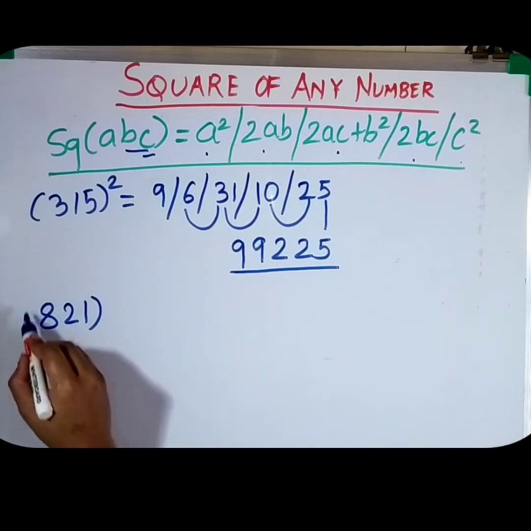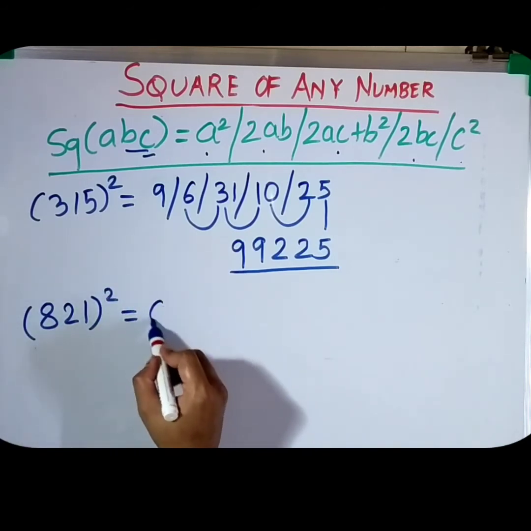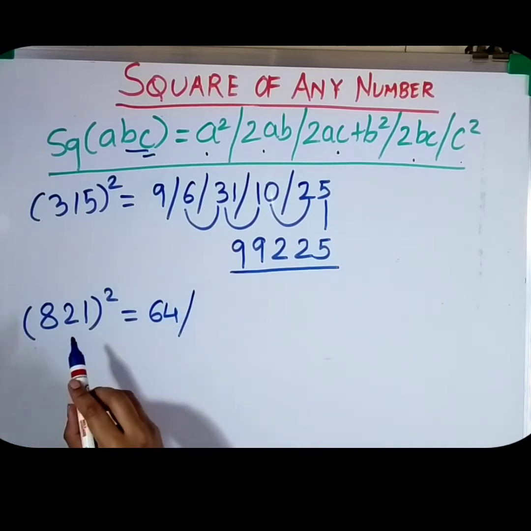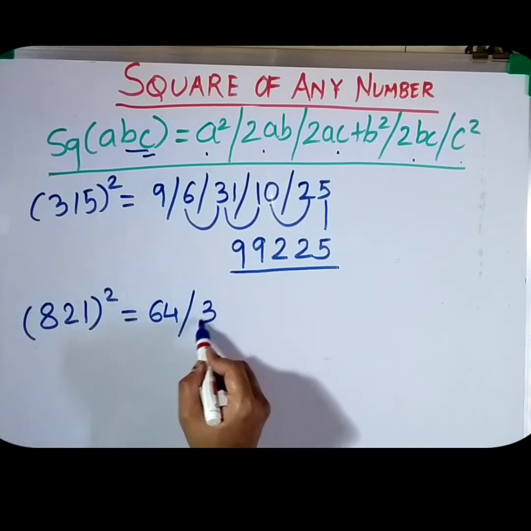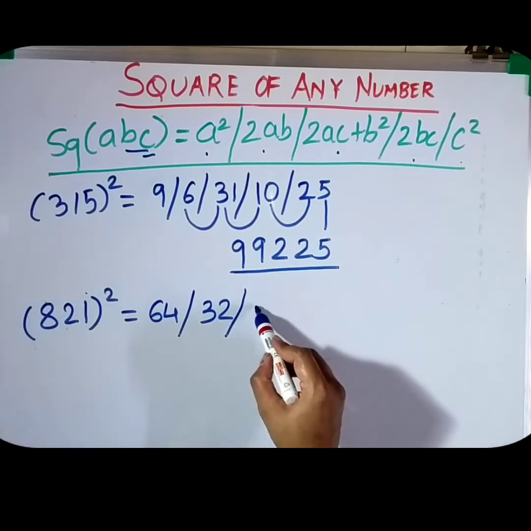Now suppose I take the square of 821. So square of 821 is: square of 8 is 64. 2AB, 2 into 8 into 2. So 2 into 8 is 16, 16 into 2 is 32. Then again 2AC plus B square. So 2 into 8 into 1: 2 into 8 is 16, 16 into 1 is again 16. Plus B square, 2 square is 4. So 16 plus 4 is 20.